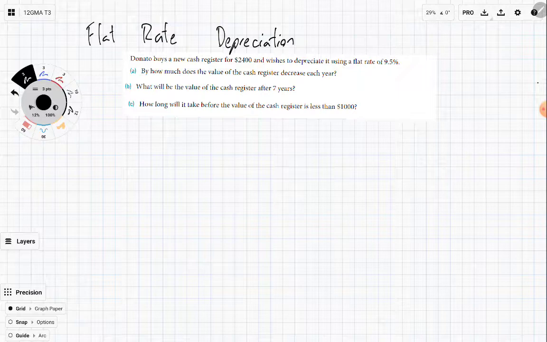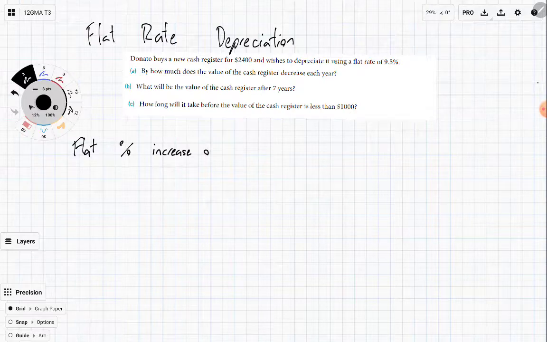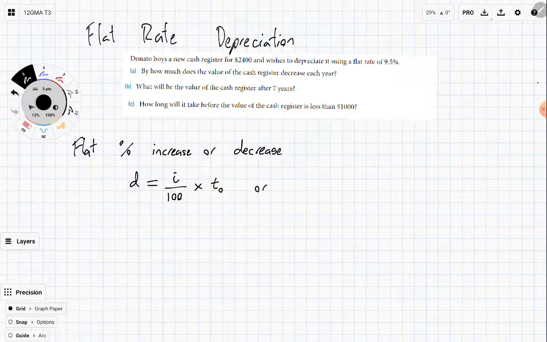So in general, whenever we've got a flat percentage increase or decrease, we can calculate our D, our common difference, using this formula, which is the interest or the percentage over 100, right? So turn it into a decimal, multiplied by T naught, or D is equal to I over 100 times T1.